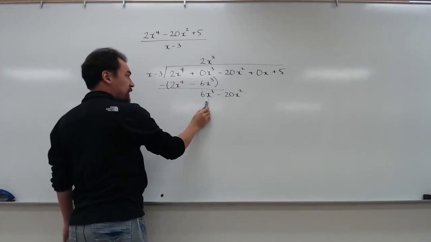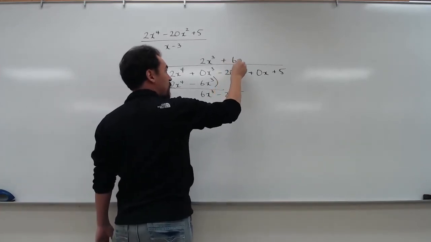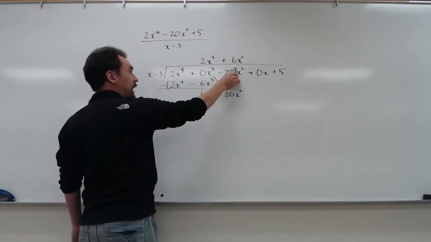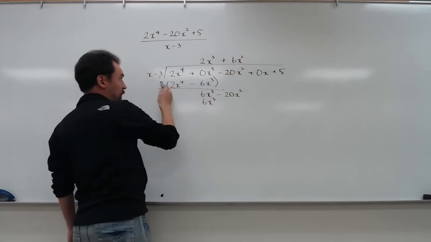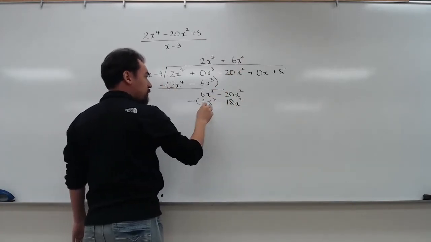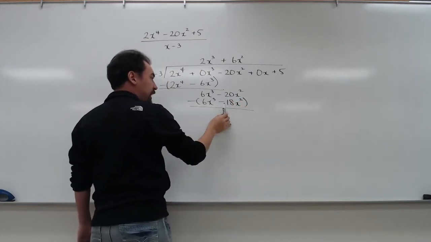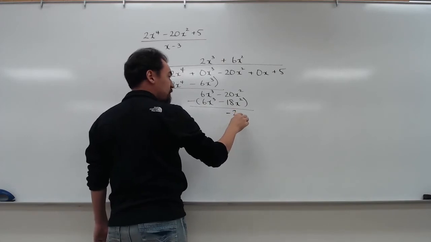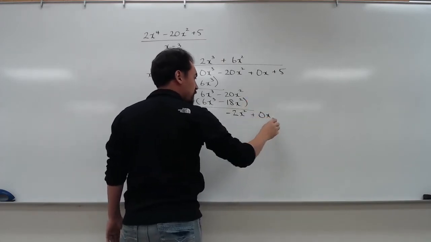X goes into this 6x squared times, so I'll put 6x squared in the quotient. That times x is 6x cubed to cancel this. That times -3 is -18x squared. And I'll subtract everything carefully. These cancel. -20 minus -18 gives me -2 with an x squared. Bring down the next term, which is nothing.